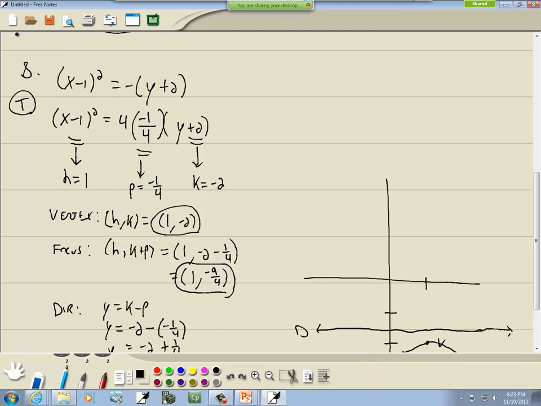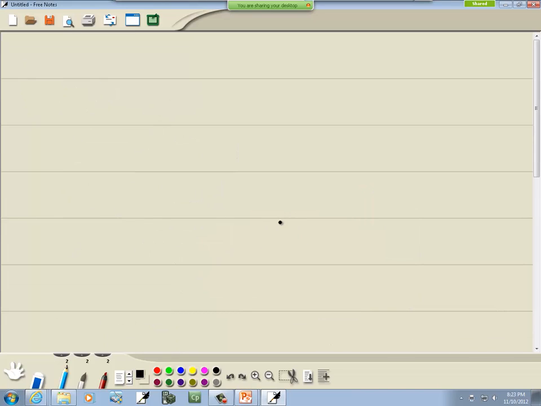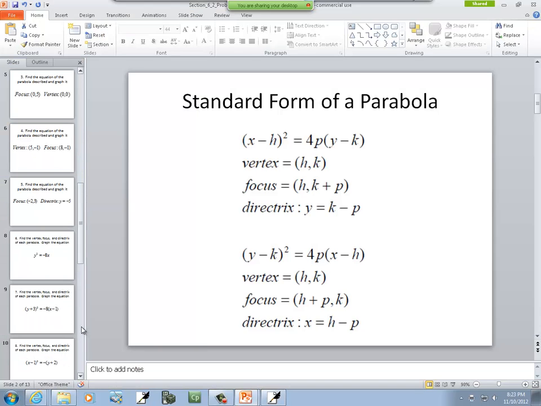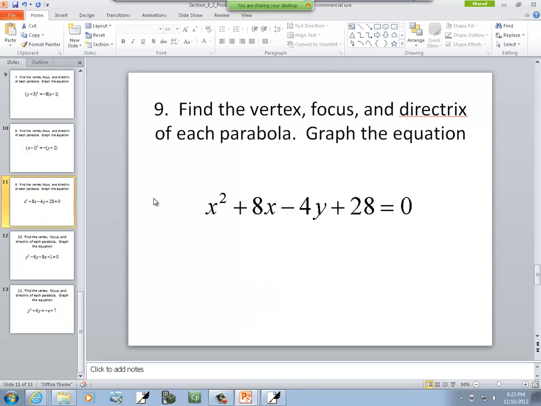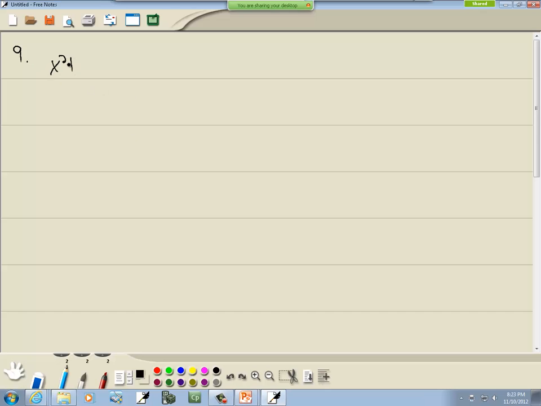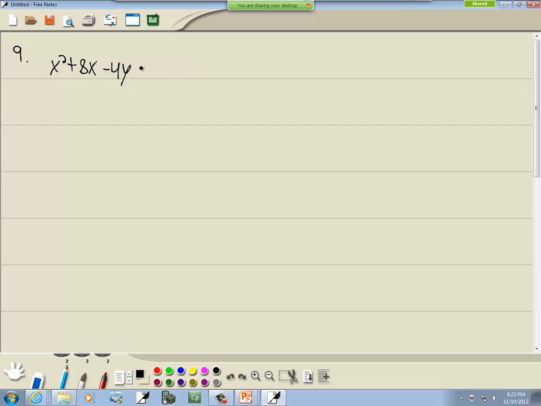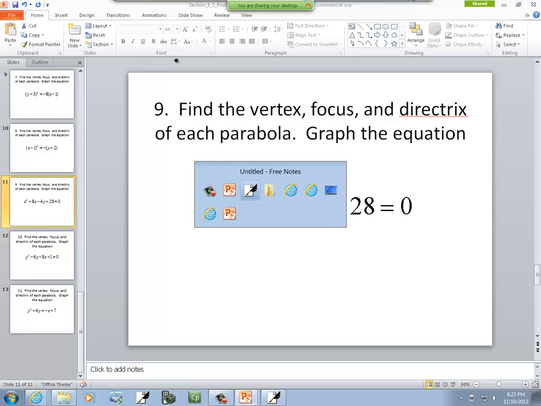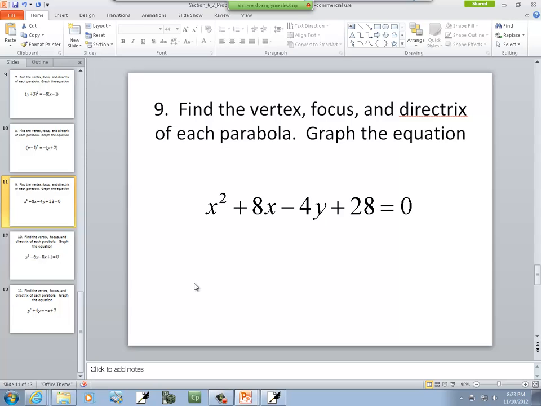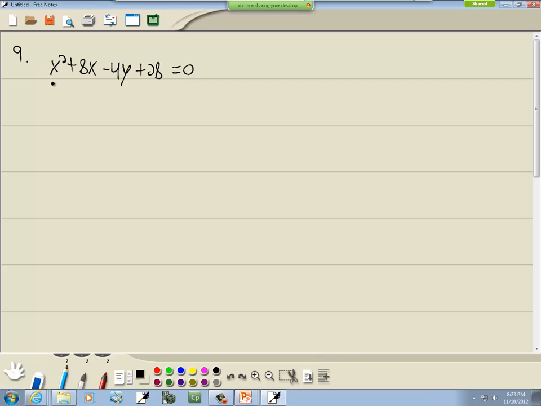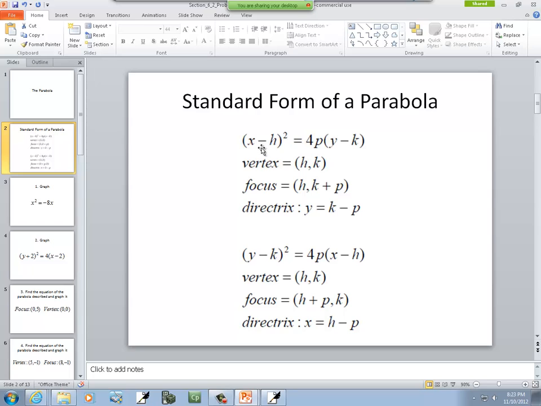Okay, what problem is that? That was number 8. So we're ready for number 9. We've got x squared plus 8x minus 4y plus 28 equals 0. Same instructions as before: find the vertex, focus, directrix, graph it, and so forth. Squared is on the x, squared is on the x. We want the top formula.